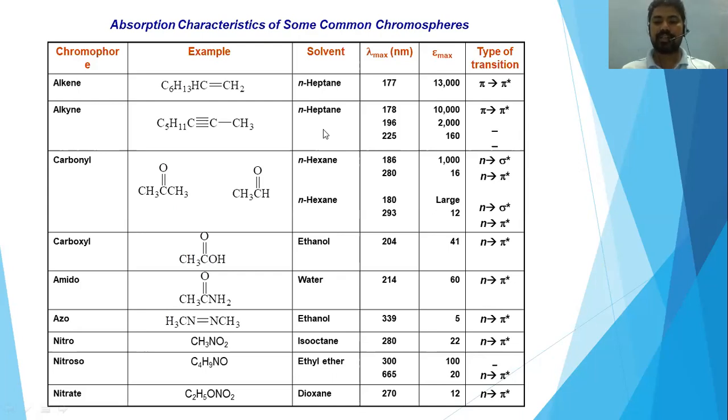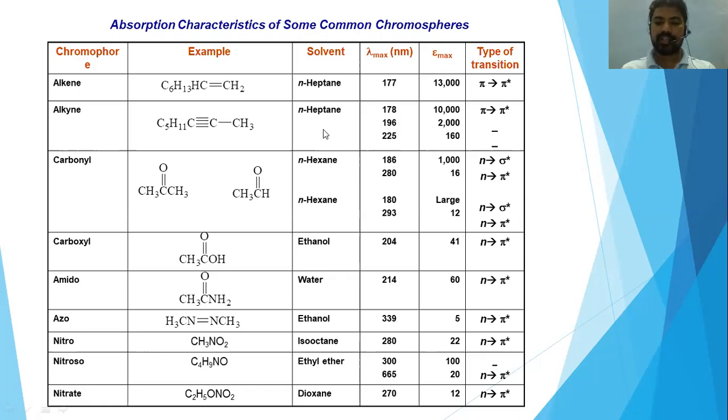N to sigma star transition, and one more absorption band we can observe at 280 nanometers with an absorption intensity value of only 16. Of course, sometimes we cannot feel it; it is almost in a merged position with the x-axis. A slight hike we will observe at 280 nanometers with an absorption intensity value equal to 16.